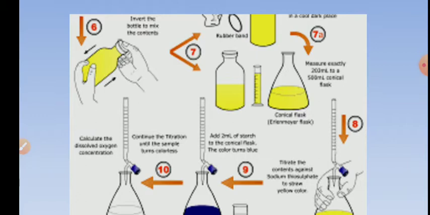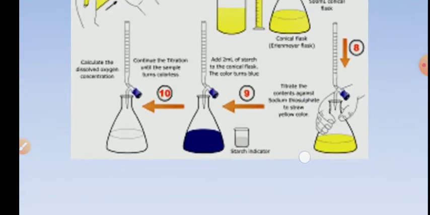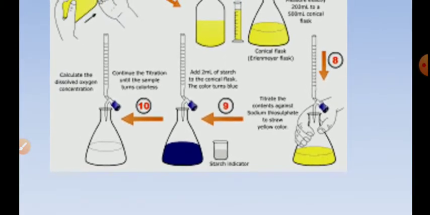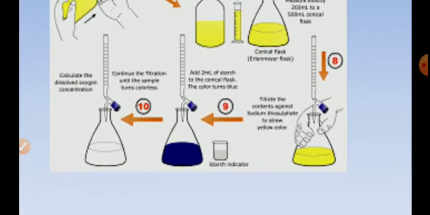The conical flask already contains 1 gram KI. Right? No need to add potassium iodide, it is already there in the alkali iodide azide solution. You just take out 203 ml from the bottle, and then you have to dilute the color a little. The color is very dark yellow, so you dilute the color by titrating it with 0.025 normal sodium thiosulfate solution.